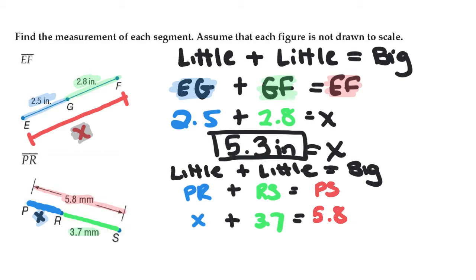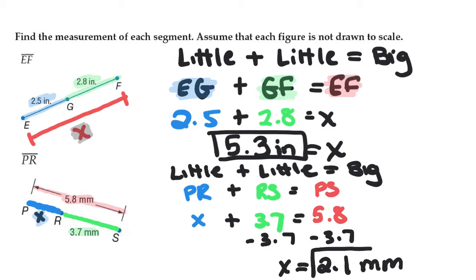Now, if I wanted to solve this problem, I would just subtract 3.7 from both sides. When I do 5.8 minus 3.7, it gives us a value of 2.1. So our answer is 2.1 millimeters.